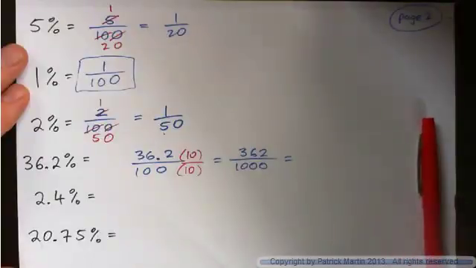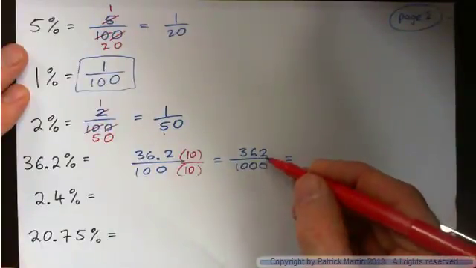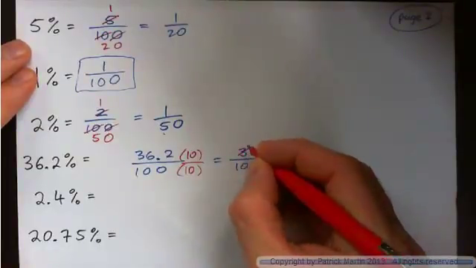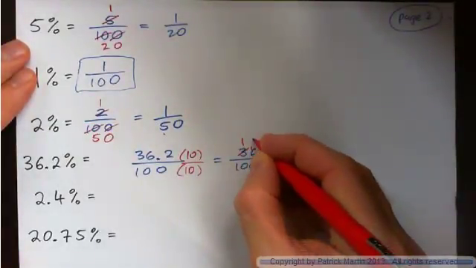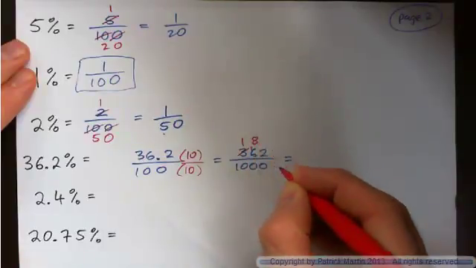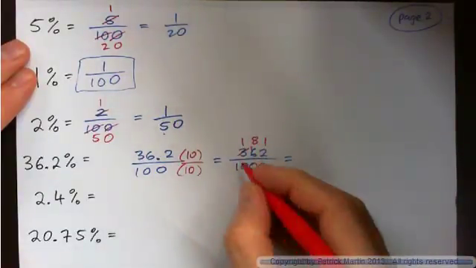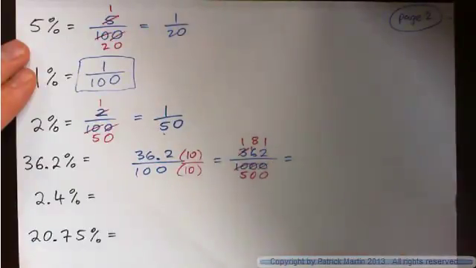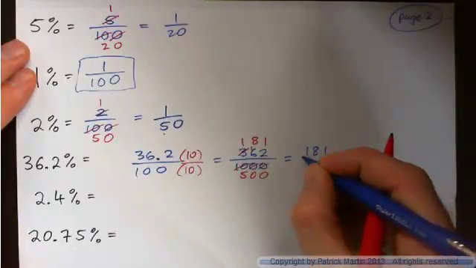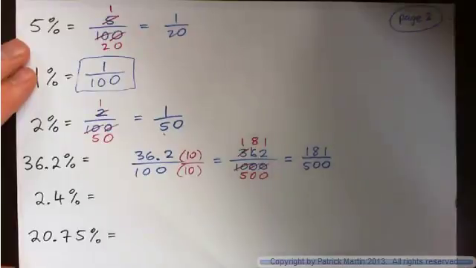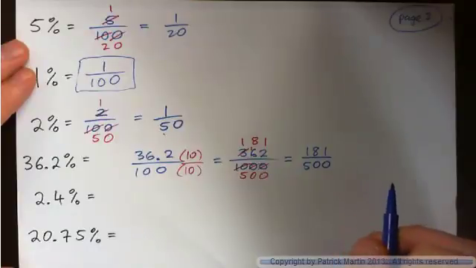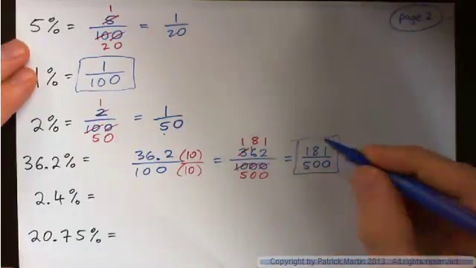Okay? And now we have an even number on the top and bottom, so we can divide top and bottom by 2, right? 2 into 3 goes once, remainder 1. 2 into 16 goes 8 times. 2 into 2 goes once. 2 into 10 goes 5 times. 2 into 0, 0 times. 2 into 0, 0 times. 181 over 500. Okay? And I'm pretty sure, yeah, that's probably it. So that's lowest terms right there.